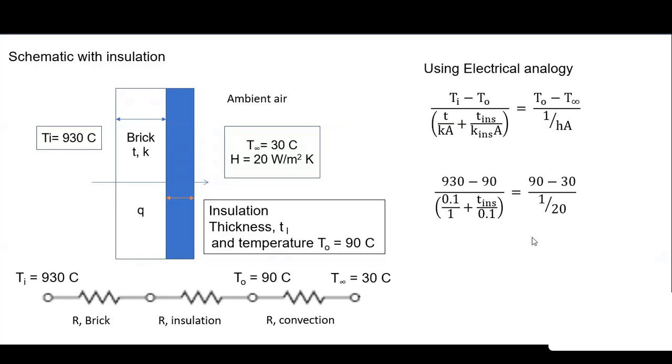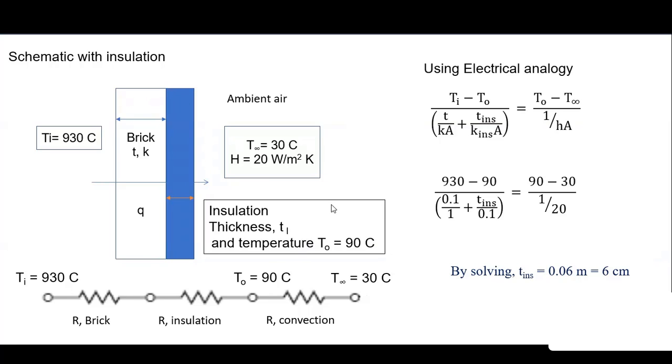If I put the values in this equation, you can see I'm putting 930 minus 90 in the numerator, and the conductivity is 0.1 into area. In this case the area is not specified, so we can take it as 1 meter square and calculate for 1 meter square area. If we do it, we can calculate the thickness of insulation as 0.06 meter, and that is equal to 6 centimeter. So if you put 6 centimeter thick insulation having thermal conductivity 0.1 watt per meter Kelvin, then we can keep the temperature of the outside surface down to 90 degrees Celsius. So that is the outcome from this problem.